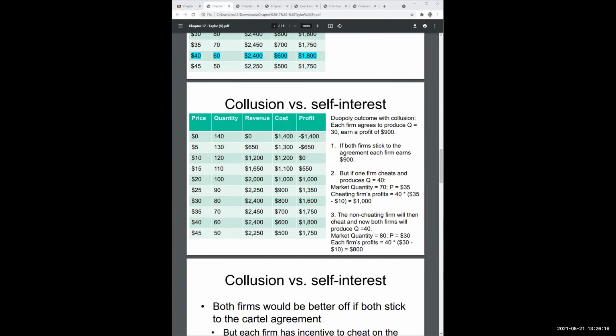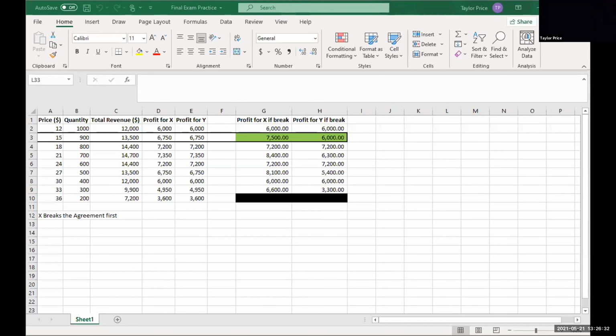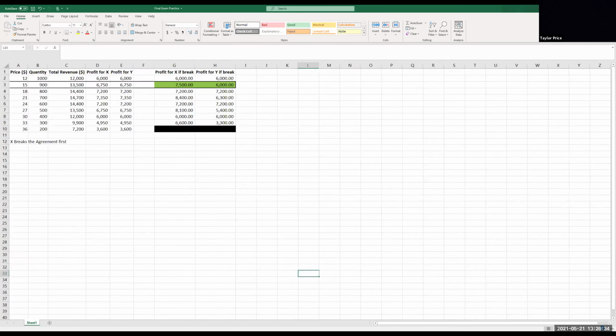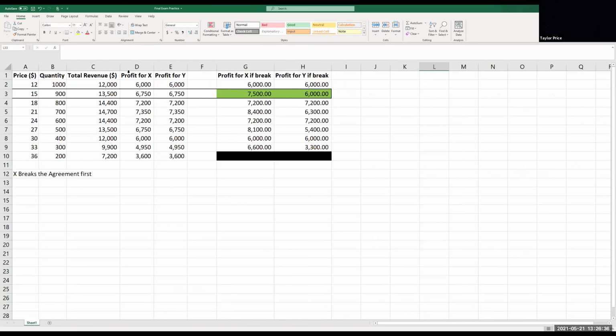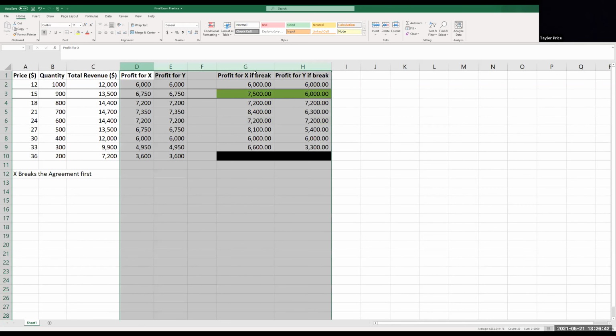So let's see. Okay, can you all see this Excel document? We can only see the collusion versus self-interest. Okay, so let me share my Excel doc. Okay, so this is what you're going to see. You might not even be given this. You probably will be, but you definitely will not be given this.